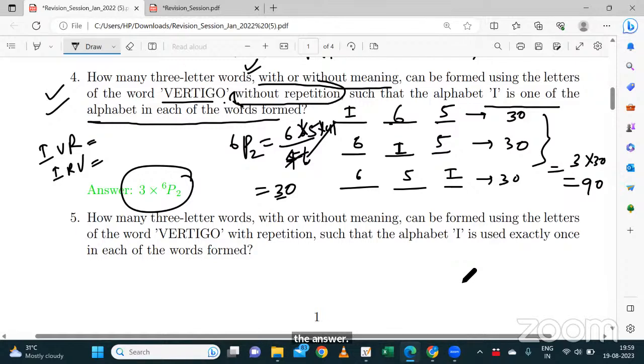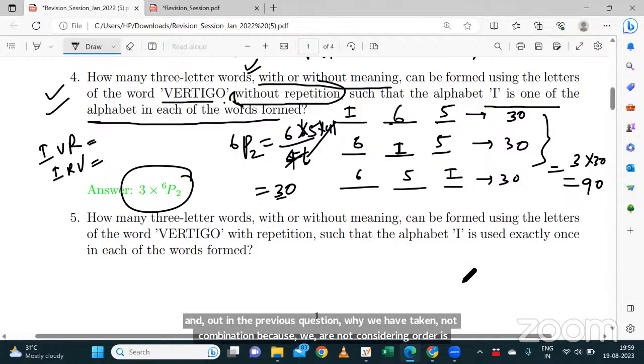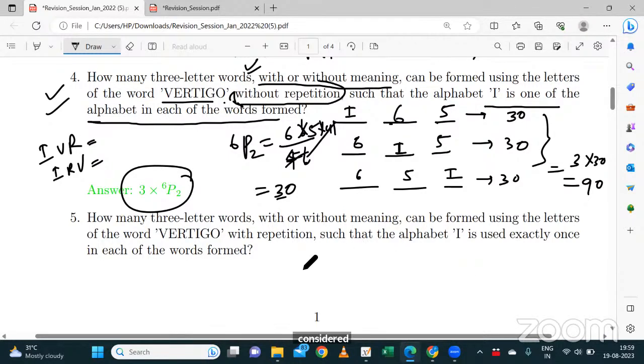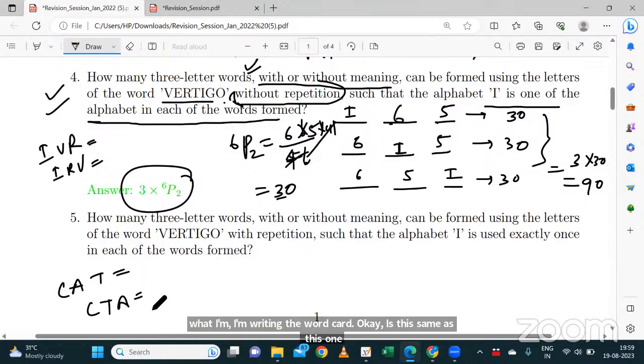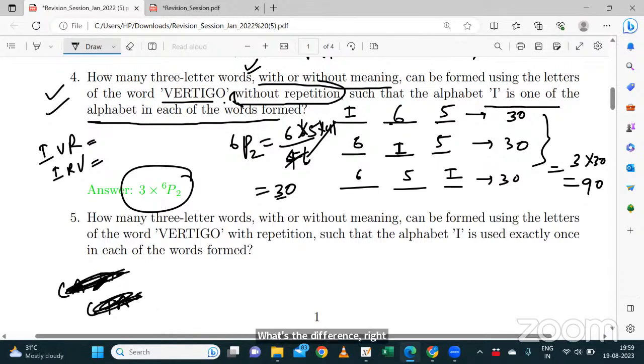Sir, one doubt in the previous question: why have we taken permutation, not combination? Yeah, order matters, right? Tell me one thing. Suppose I'm writing the word CAT, or CTA. Is this the same as this one? No, sir, the words are different. So order is considered. That's why you can use 6P2.